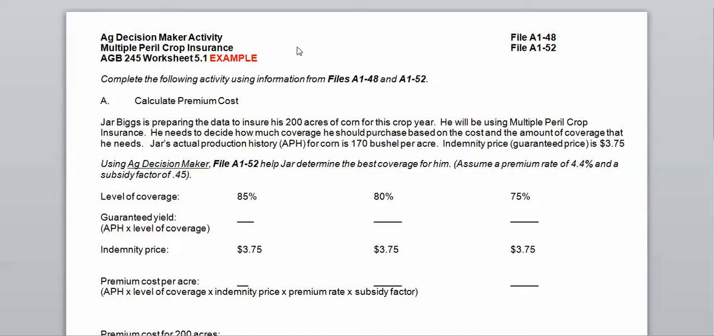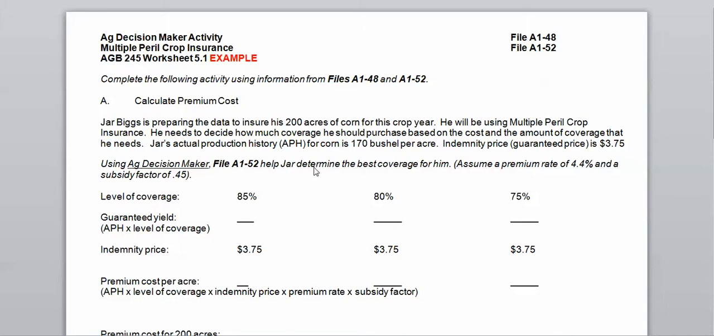He needs to decide how much coverage he should purchase based on the cost and the amount of coverage that he needs. Jar's actual production history for corn is 170 bushels per acre. The indemnity price or guaranteed price is $3.75. So let's take a look at this assignment and help Jar determine the best coverage for him. We're going to assume a premium rate of 4.4% and a subsidy factor of 0.45. Those will come into play in just a little bit.